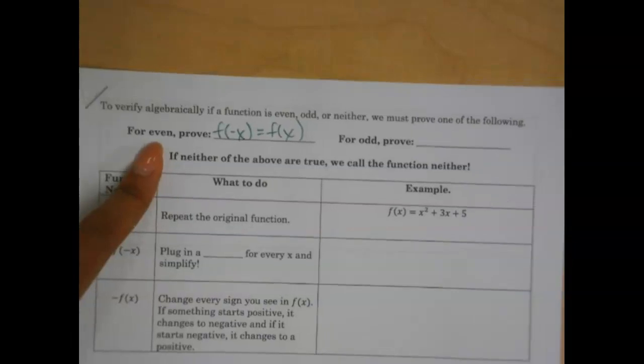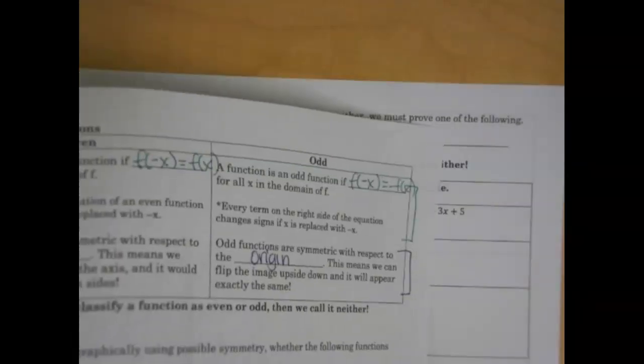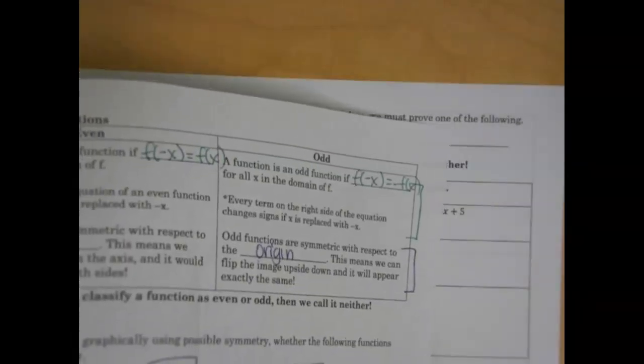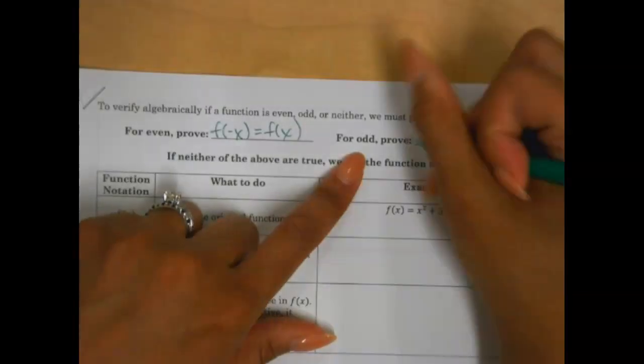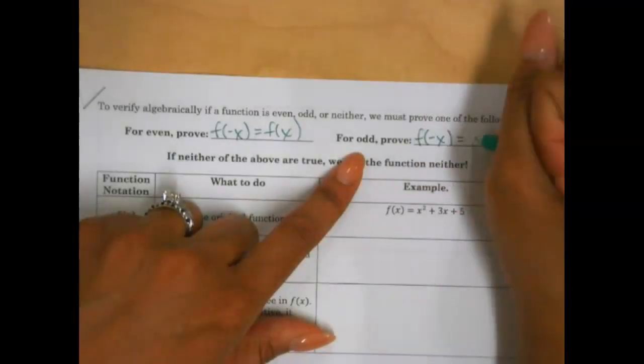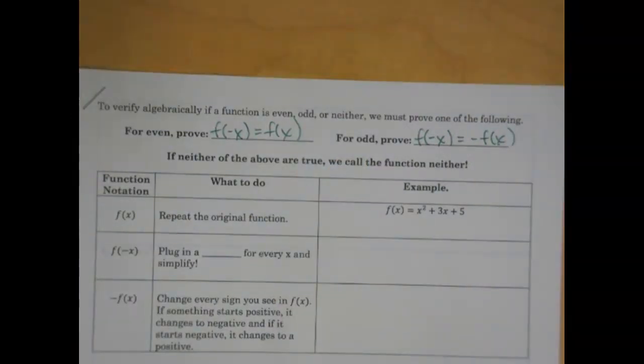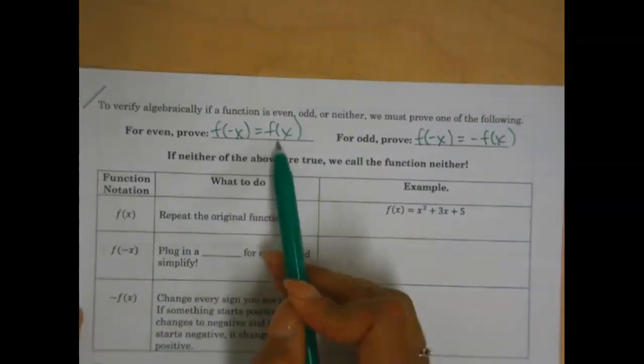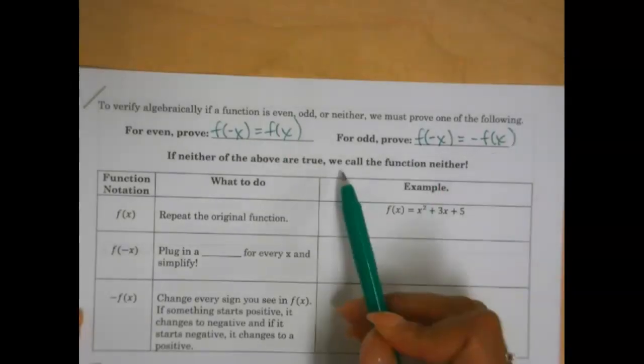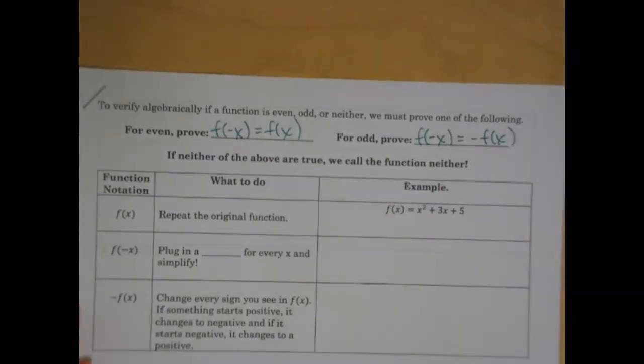If something is odd, I need to prove this statement, where f of negative x will equal negative f of x. So f of negative x will equal negative f of x. If neither of the above are true, so if this statement isn't met and this statement isn't met, then we can call our function neither. So it's very similar to what we did before with the graphs.